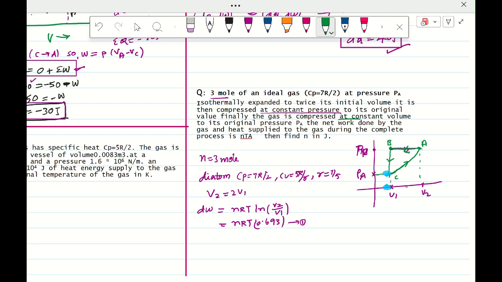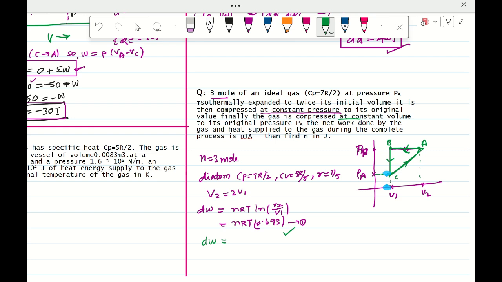So the volume and PV graph is clear. This is like this. First it expands isothermally, therefore work done came. Then here it is isobaric. So the work done in an isobaric process is equal to nRΔT. That means nR into T2 minus T1.